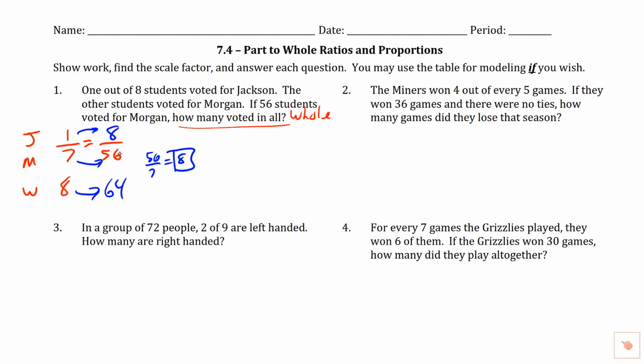And notice that 8 plus 56 is 64. And it says how many voted in all. So this is our answer right here. We want to know how many voted in all. 64 voted in all. Okay, so we've got that answer right there.